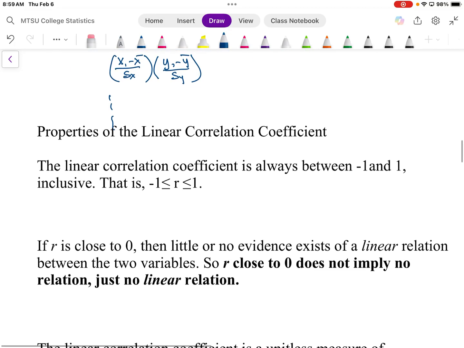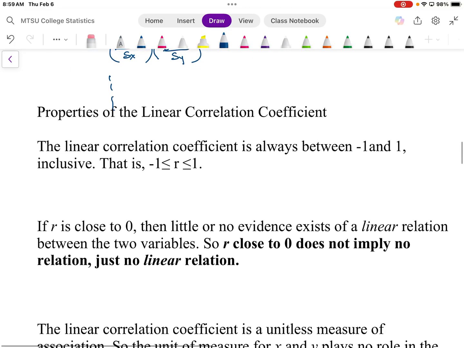Here are some properties of the linear correlation coefficient. First off, the linear correlation coefficient is what is known as the R value. The R value has to be between -1 and 1. It can't be bigger than 1. It can't be less than -1. It can be equal to. If you're equal to 1 or -1, that means you're perfectly linear. There is a perfect linear association in a way.